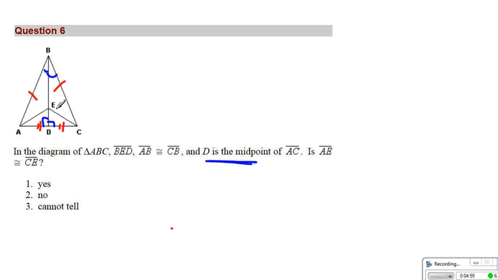Now, another thing we get to realize is that since the small line segment portion is congruent by reflexive property, we know that triangle ADE must be congruent to CDE. That means AE and CE are congruent by CPCTC. So therefore our answer would be number 1, yes.